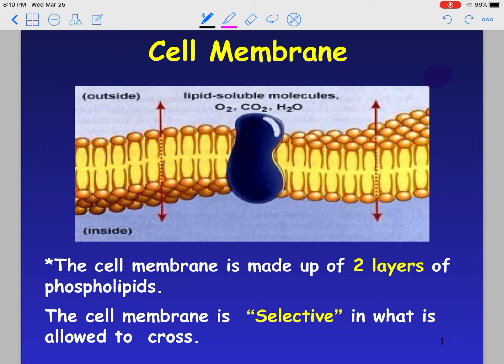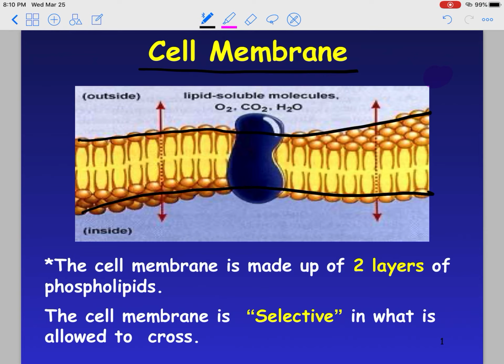But first of all, we want to look at the cell membrane. The cell membrane, when we talked about the cell, is what surrounds the cell and controls what gets to go in and out of the cells. And this is a very zoomed in picture of the cell membrane. So this would be like all along the outside of the cell. And this is all on the inside of the cell.